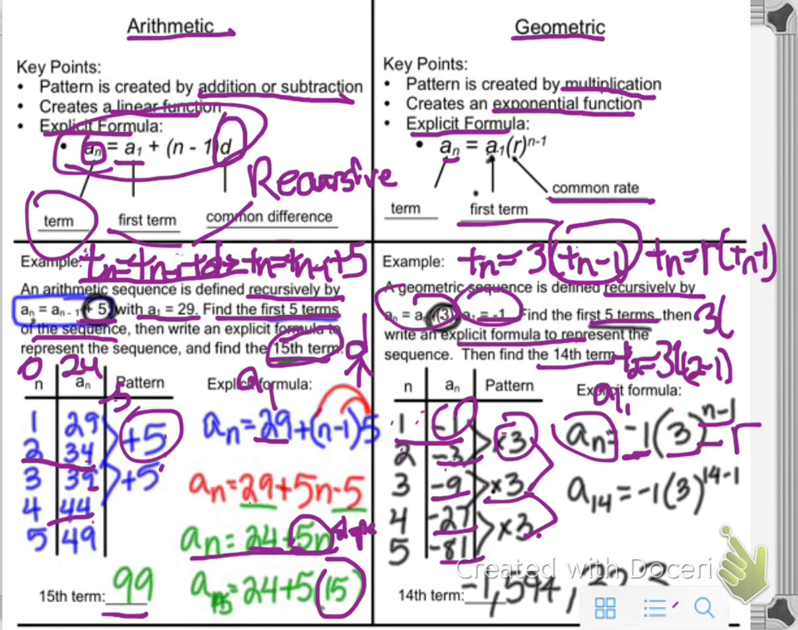So right here, if I want to find the 14th term, I plug in 14 for n. I get negative 1 times 3 to the 14 minus 1, which would be 13. And then 3 to the 13 times negative 1 gives me negative 1,594,323. Alright. Finish up your work time. Be ready to work on it tomorrow.